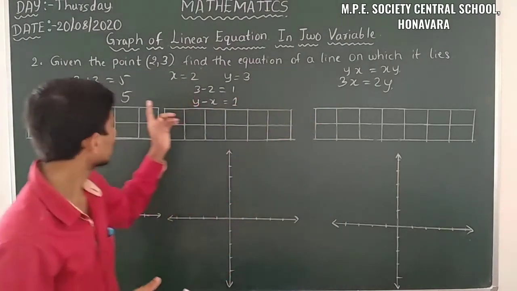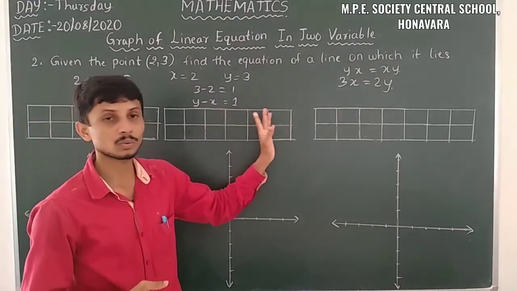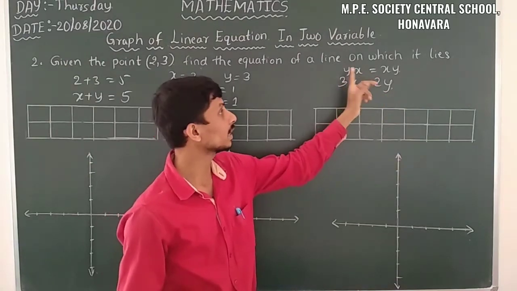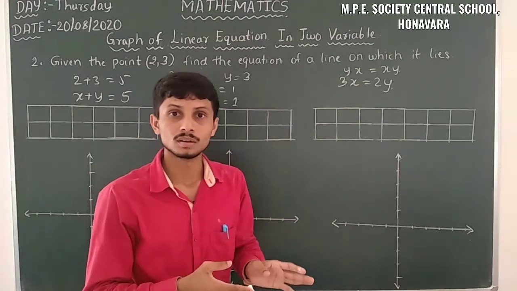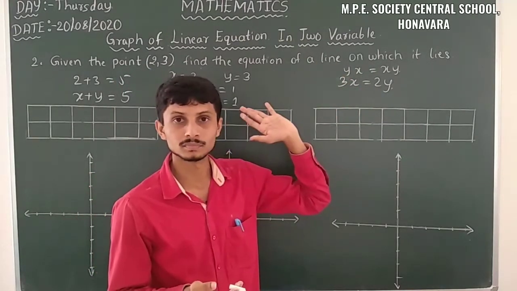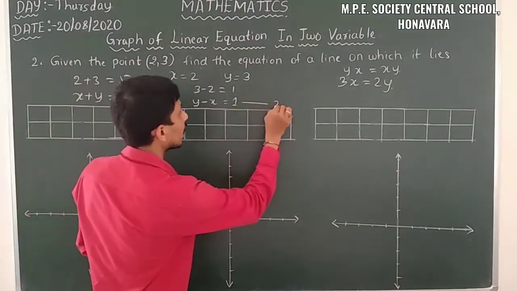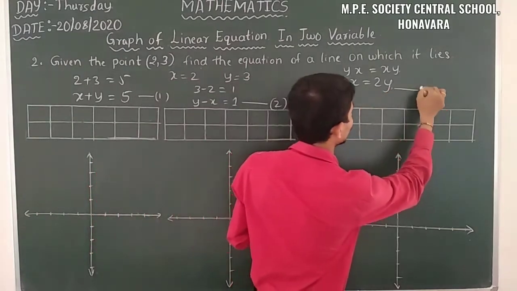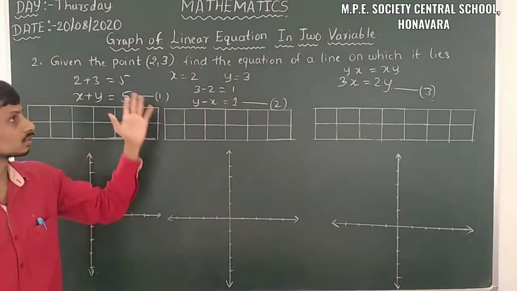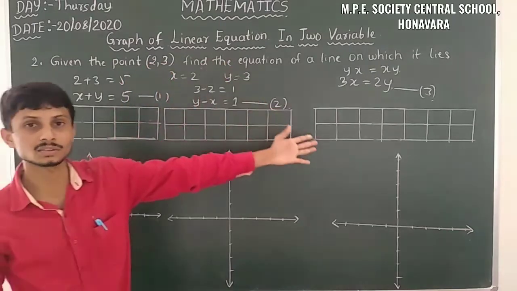So the first equation becomes x plus y is equal to 5, the second one is y minus x is equal to 1, and the third equation is 3x is equal to 2y. That means we have taken the commutative property for multiplication here. Okay, so these three are the equations representing the point 2, 3. These three are the possible equations on which this point lies.